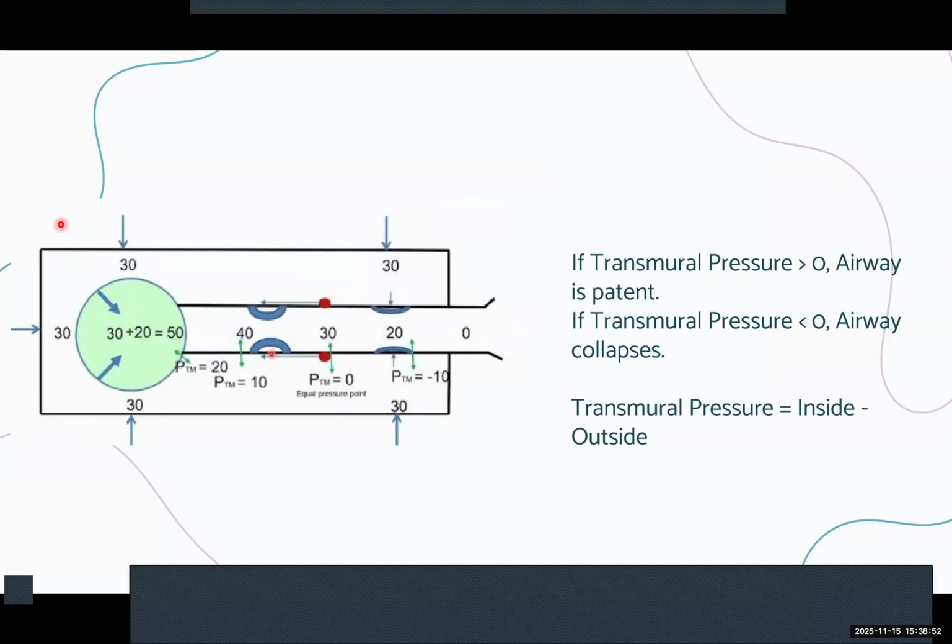So this was a slide from Dr. Shams's slides, and I'm not going to talk about the values because I feel like it might confuse you guys more. I'll just talk about the general concepts. So I've written here, if transmural pressure is greater than zero, airway is patent. If transmural pressure is less than zero, airway collapses. Transmural pressure is equal to pressure inside minus pressure outside.